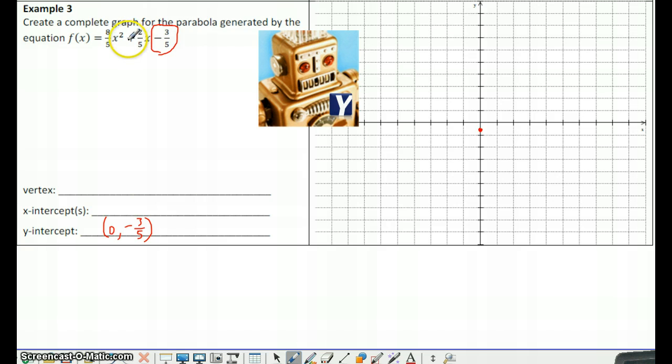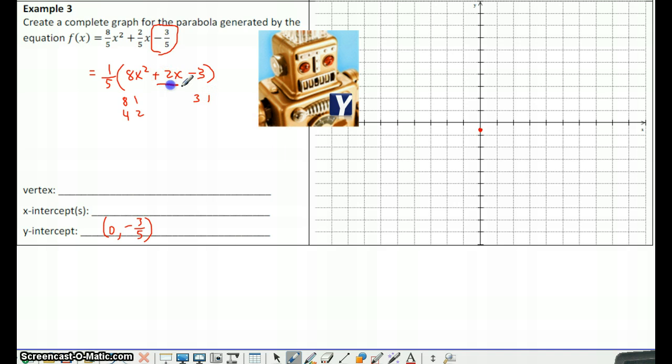To continue working with this, it's going to be a lot easier if I factor out a 1/5. Notice they all have divided by 5, divided by 5, divided by 5. So I'm going to rewrite this as 1/5 times 8x squared plus 2x minus 3. And this, hopefully I can factor. Factors of 8 are 8 and 1, 4 and 2. Only factors of 3 are 3 and 1.